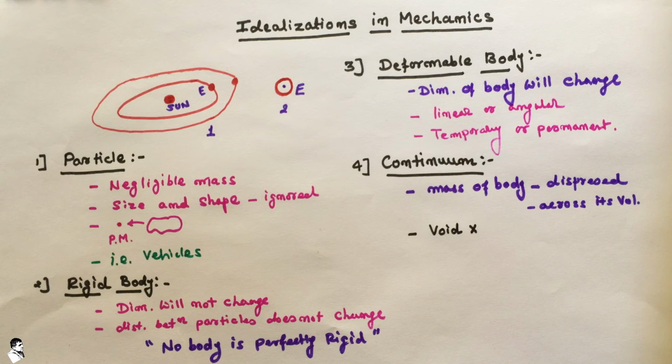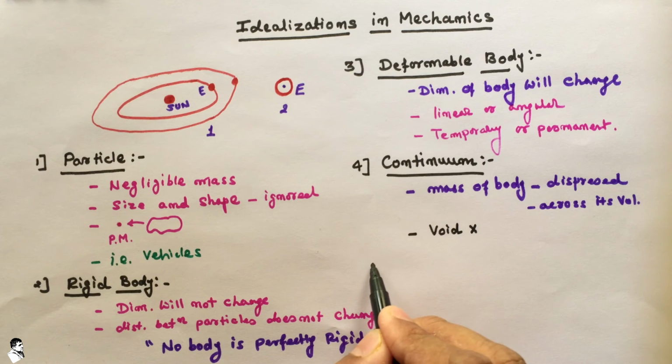Without voids, that means a completely solid body that we assume, and in this type of body we generally observe a solid part to be present everywhere in the body, so that is generally known as a continuum.